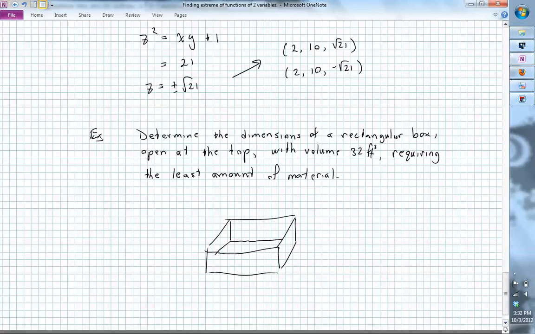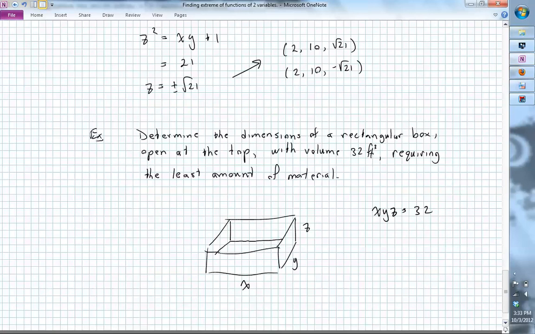There's the box. Let's get some names on some of these sides. So the box is completely defined by the lengths of its three dimensions: length, width, and height. What's the volume of this box? XYZ, and we know that it's supposed to be 32, right?